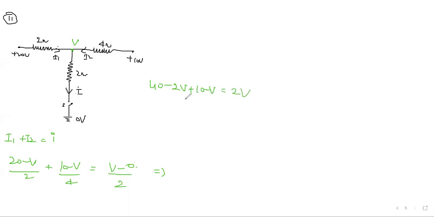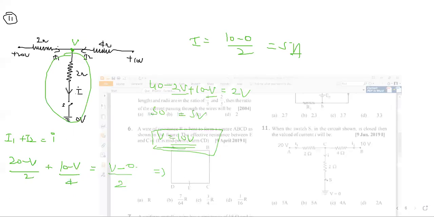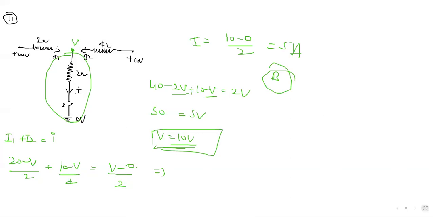Okay. So 40 becomes 50, minus 2V minus V goes the other side becomes 5V. So V becomes 10 volt. Correct? Okay. So potential at this junction is 10 volt. They are asking what's the current in this branch. So current in this branch obviously, potential difference means 10 minus 0 by 2. That becomes 5 ampere. So 5 ampere should be the current. That's given, beta, means second option is the correct answer.